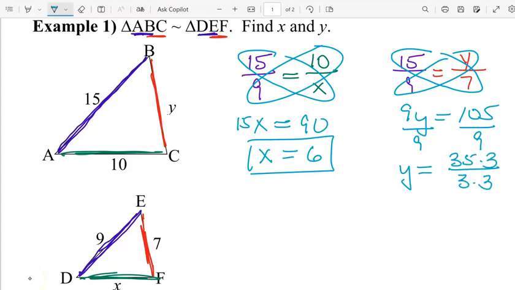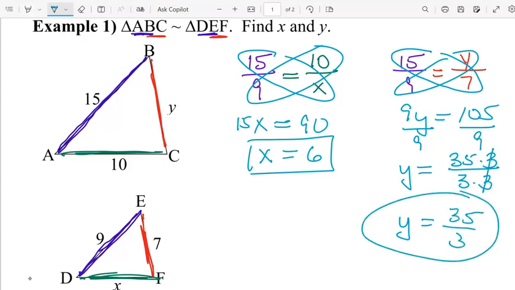You can factor 105 into 35 times 3 and 9 into 3 times 3. Cancel those common factors of 3, and we get 35/3. Just leave your answer in fraction form.